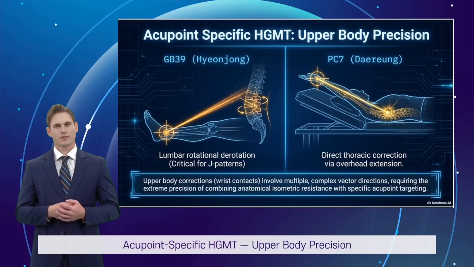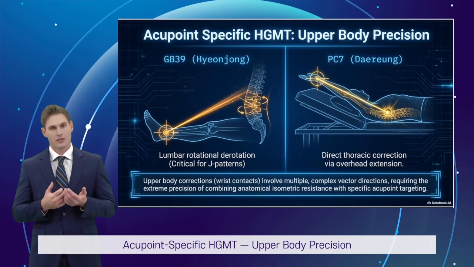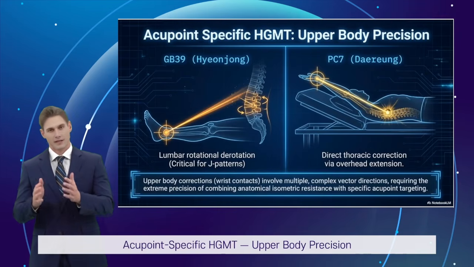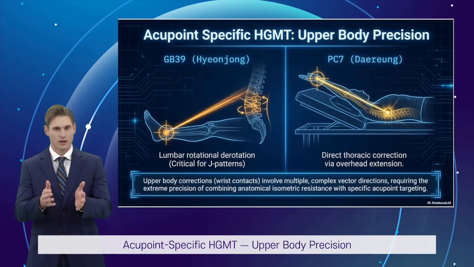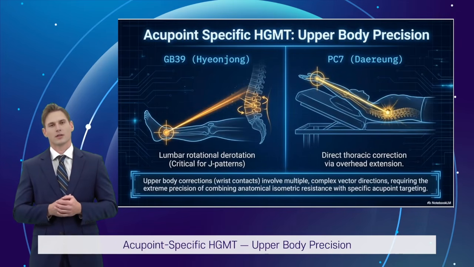Upper body correction demands an even more refined approach. The GB39 technique, on the gallbladder meridian, is central to correcting lumbar rotation and is especially effective for rotational J-pattern cases. The PC7 technique, by contrast, corrects the thoracic spine directly through overhead arm extension. Because wrist-based corrections involve force vectors running in multiple directions, they require an exceptional level of precision.